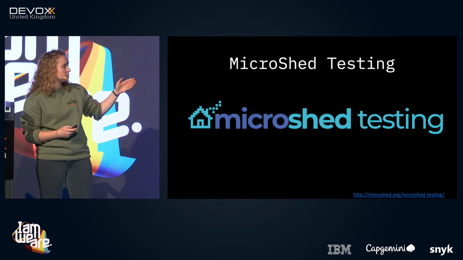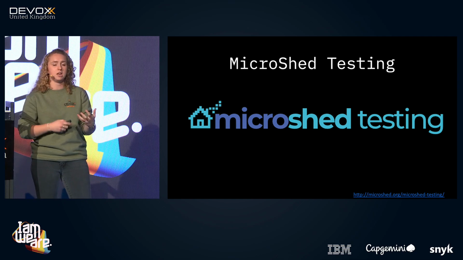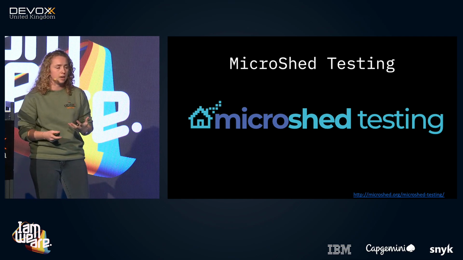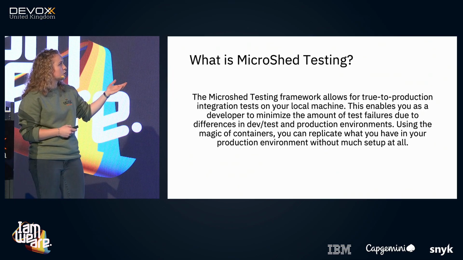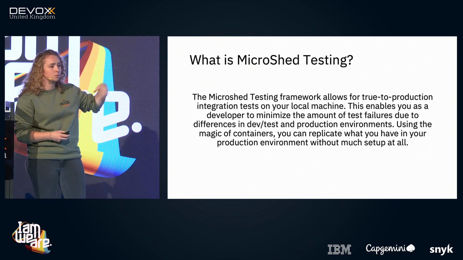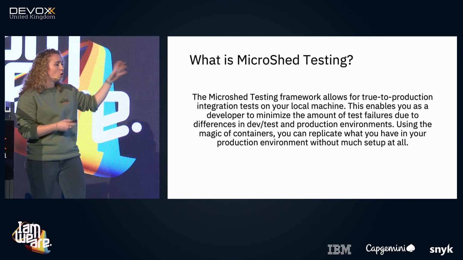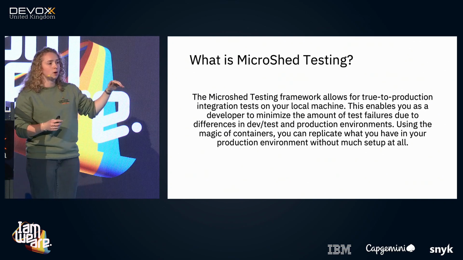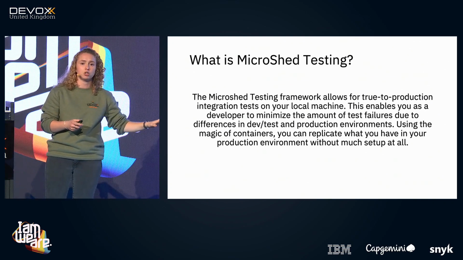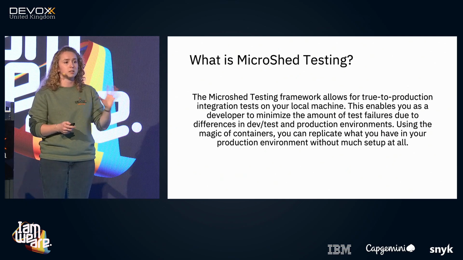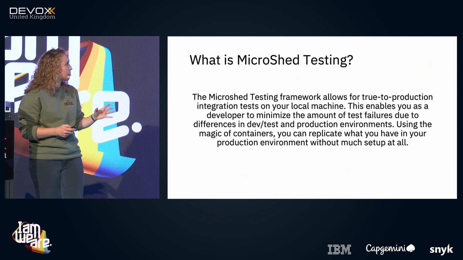MicroShed Testing can be used for Jakarta EE, MicroProfile, Java EE applications. And it allows for this true-to-production testing, which is what we're trying to achieve. The whole point of this is to minimize the amount of failures that are creeping into production by making those environments as similar as possible.